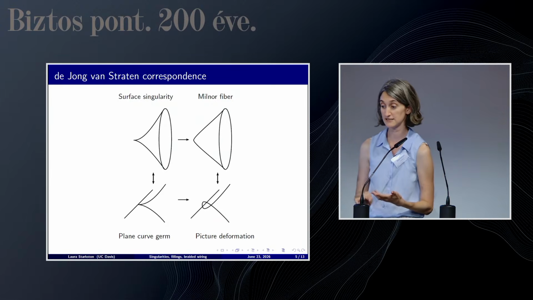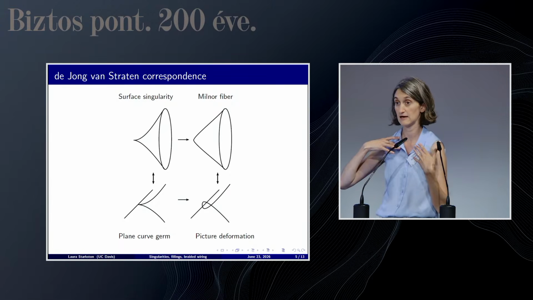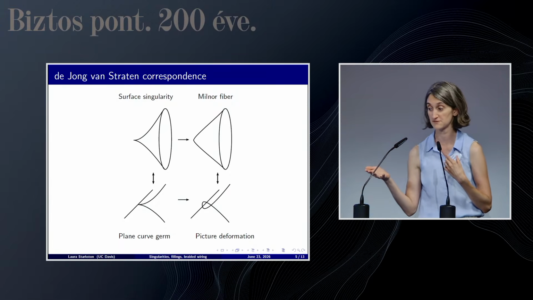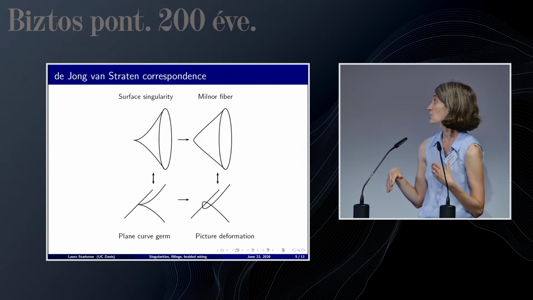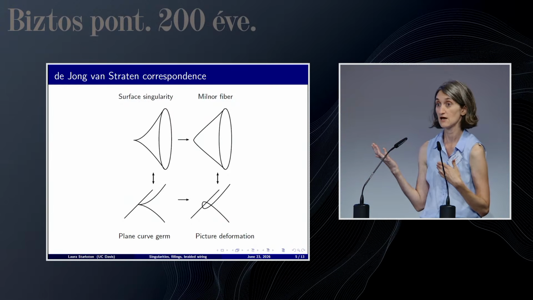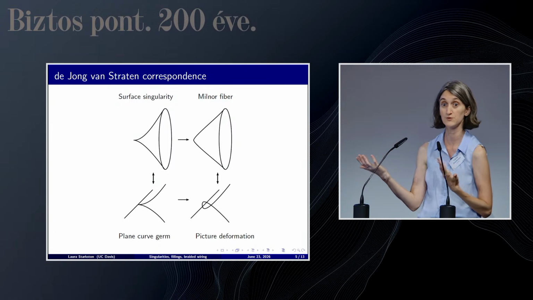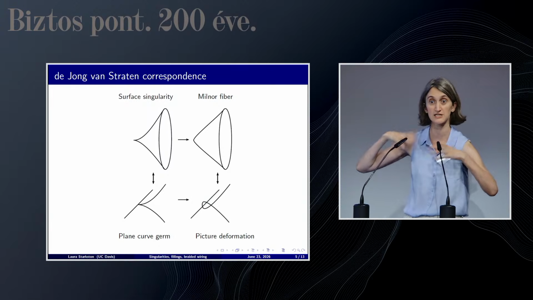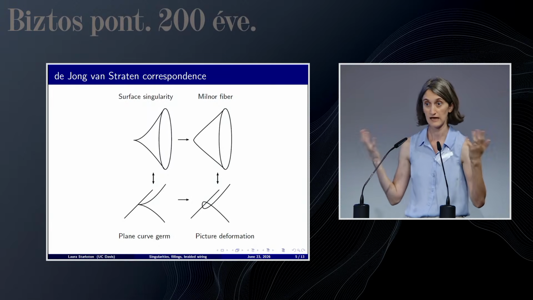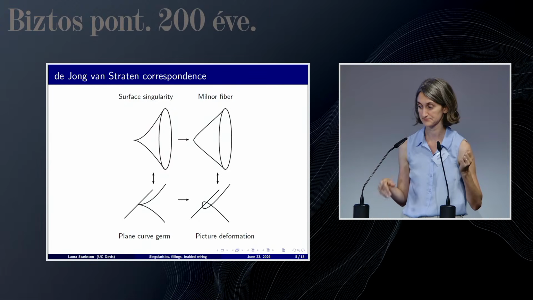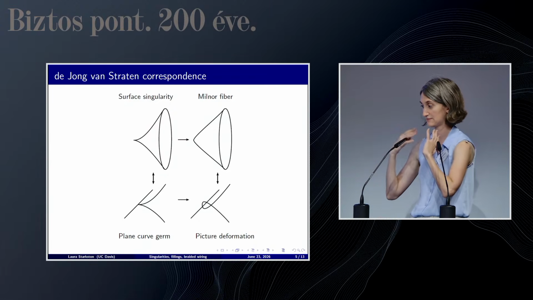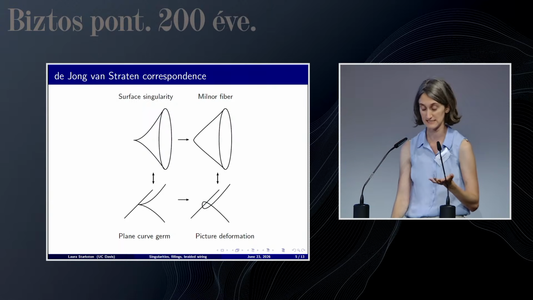So this de Jong-Van Straten theorem is that the smoothings, the Milnor fibers of the surface singularity, are in correspondence with what they call picture deformations of the associated plane curve germ that you get from this blowdown process. And the value of this is studying algebraic curves in C2 is way easier than studying these kind of abstract surface singularities in high-dimensional affine space. So you've just got some hypersurfaces in C2 now.